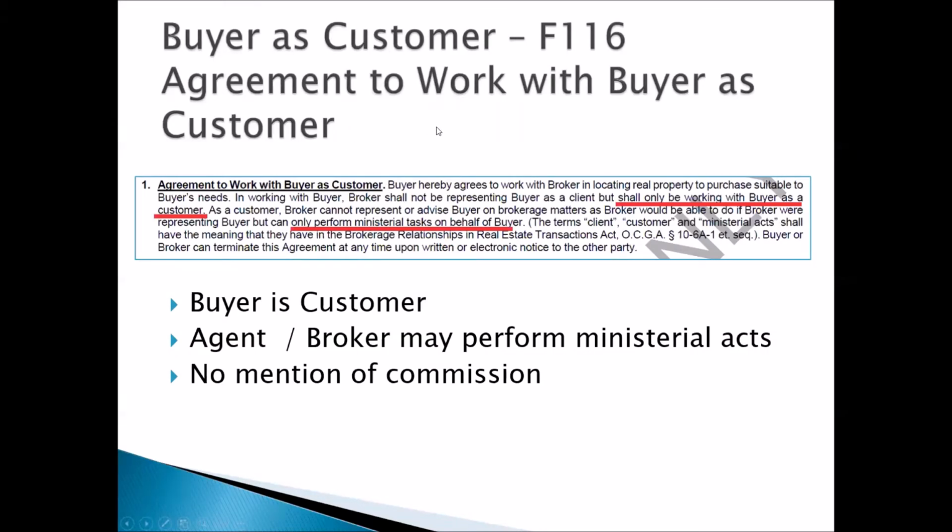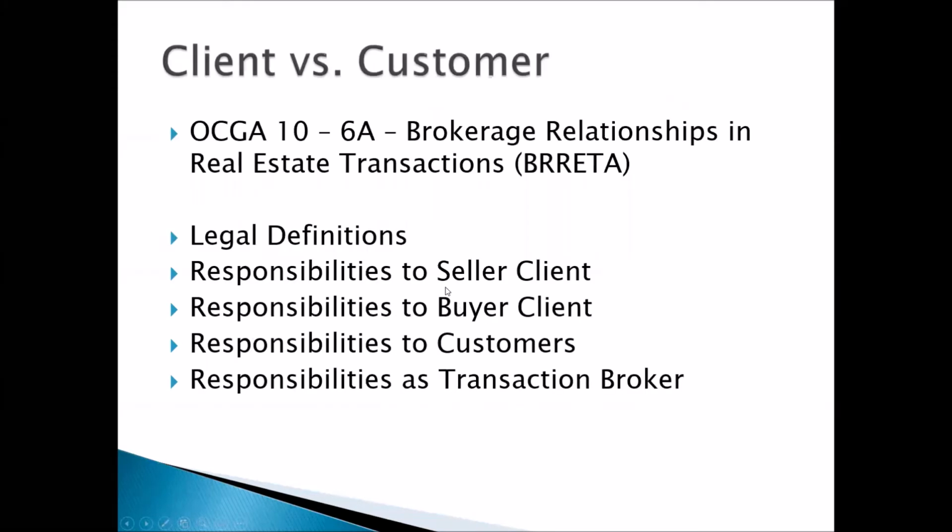Now, buyer as a customer. If they want to work with you as a customer, again, the GAR form is F-116, agreement to work with buyer as a customer. And it specifically states that you shall only be working with the buyer as a customer, and you can only perform ministerial tasks on behalf of the buyer.